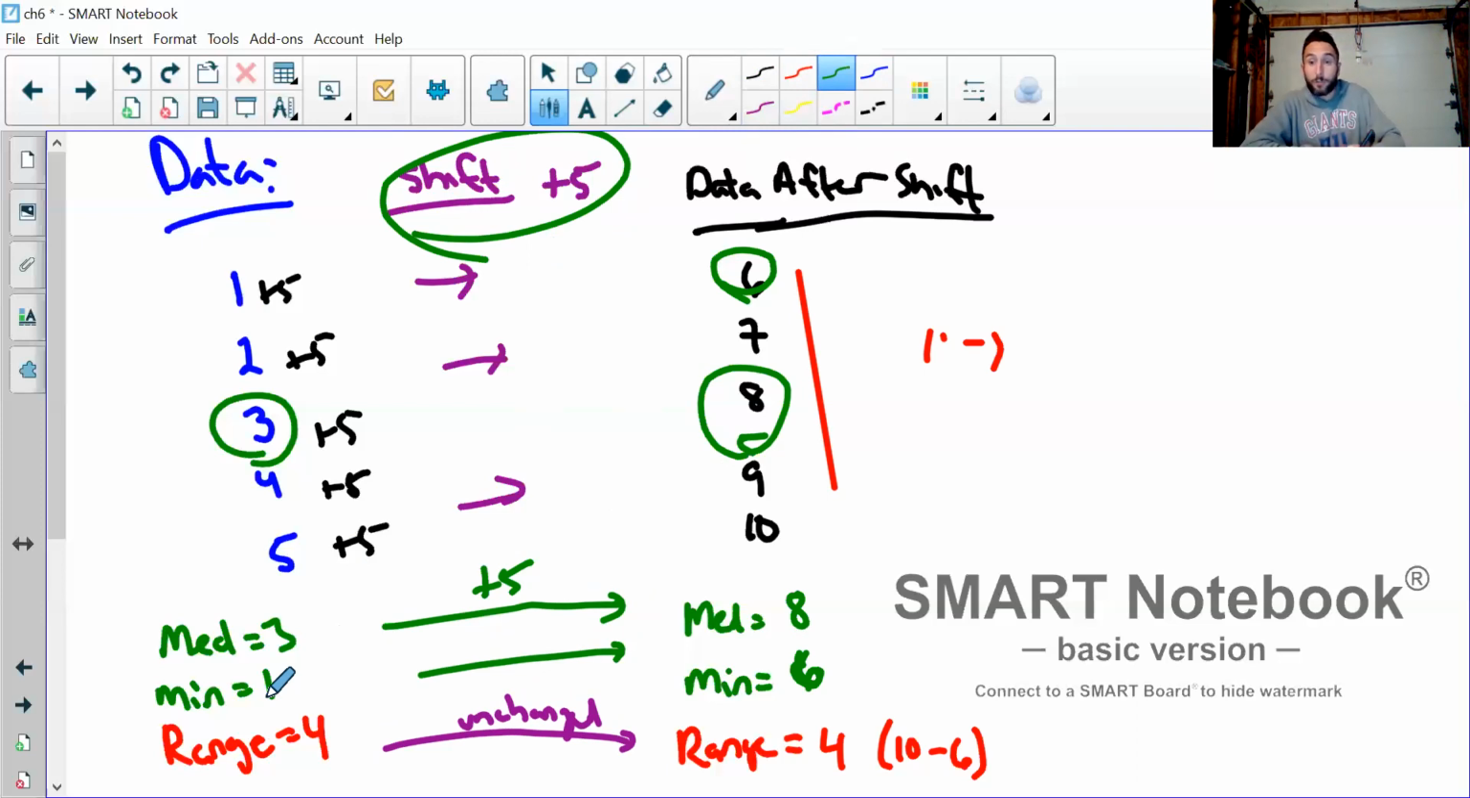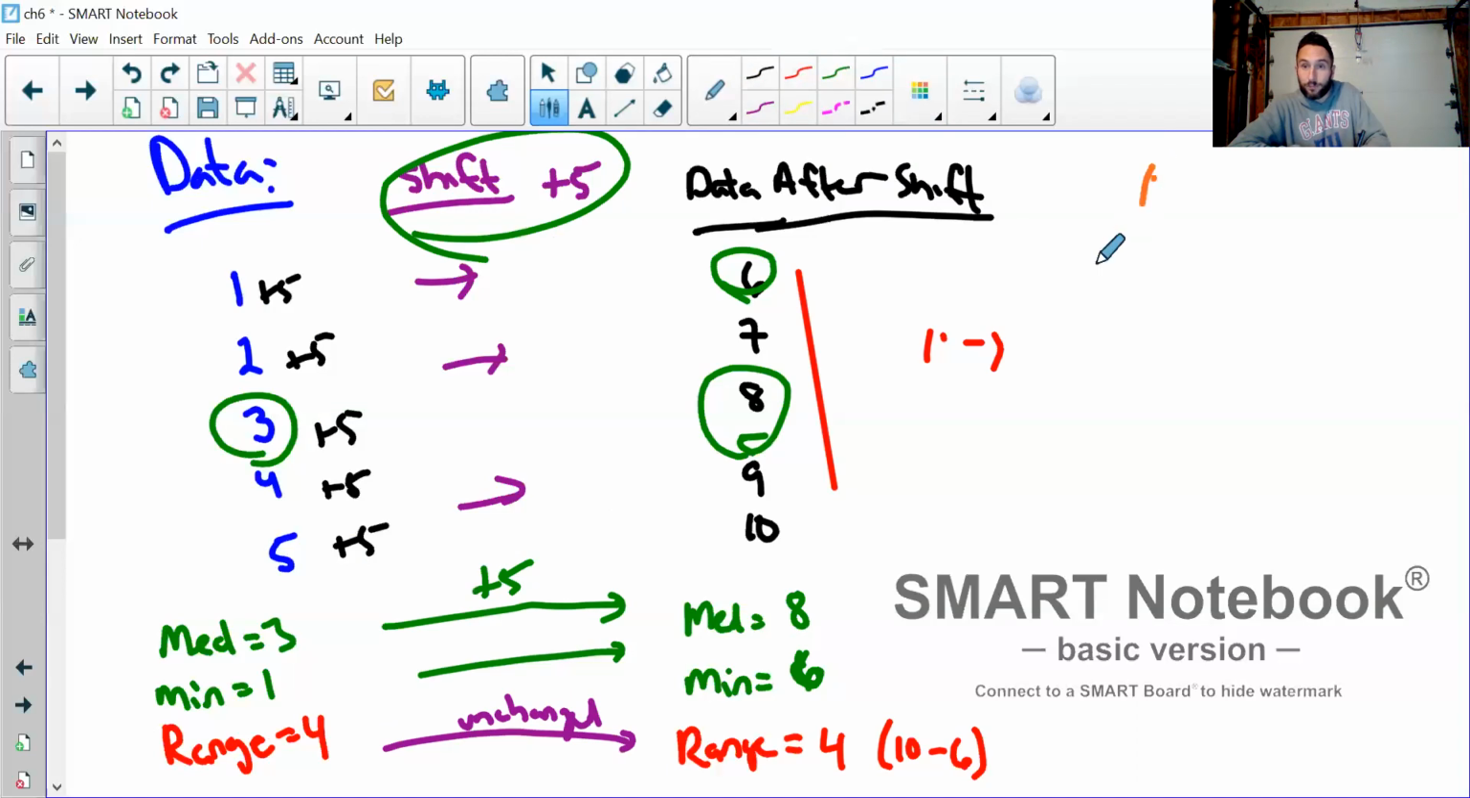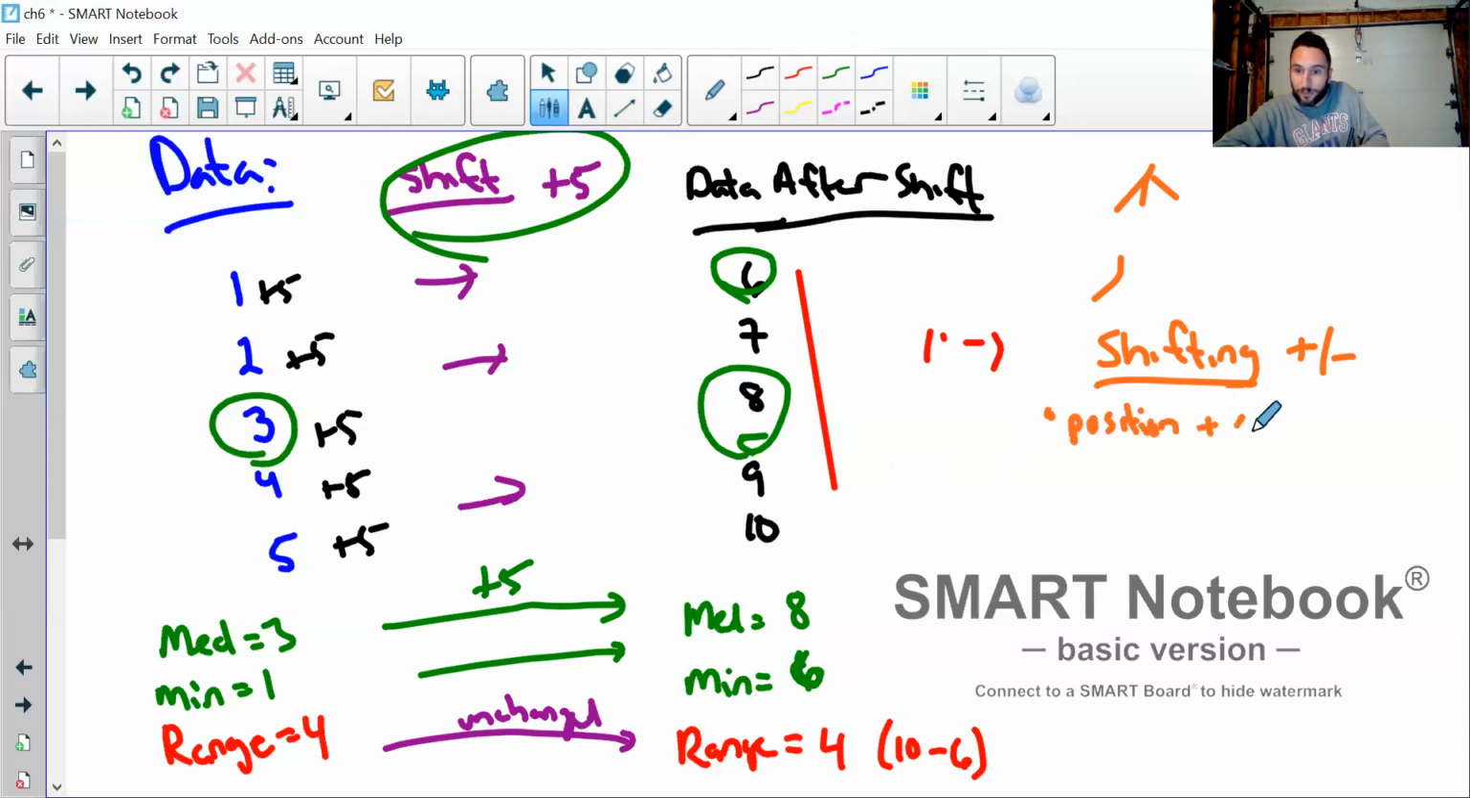So that's ultimately what we want to take away. If we're shifting a data set, and that's adding or subtracting, the key is we have to be adding or subtracting something to every single data value. We added 5 to every original data value. Measures of position, which include measures of center, so that's part of position, just a specific position, are going to change. We add or subtract that same constant, that same number. But measures of spread are unaffected.